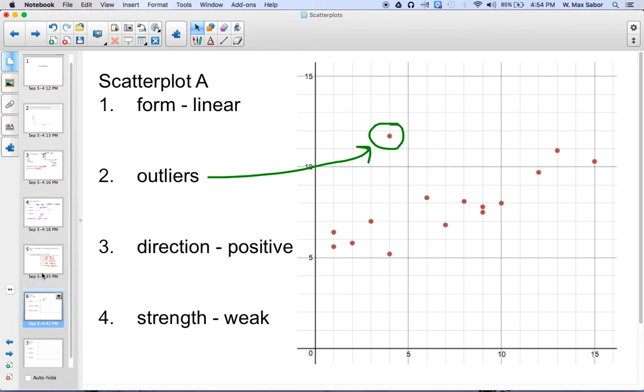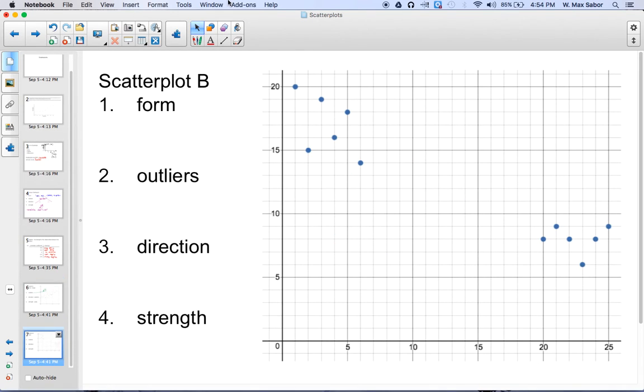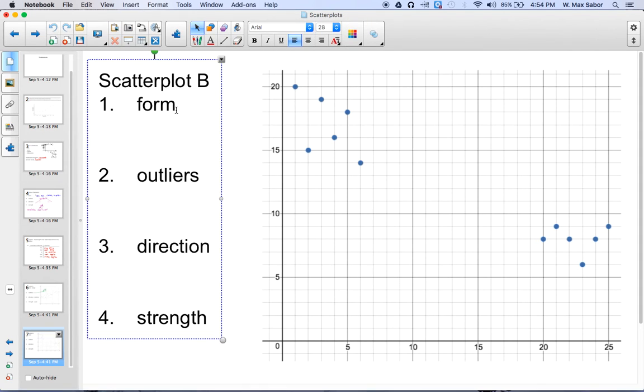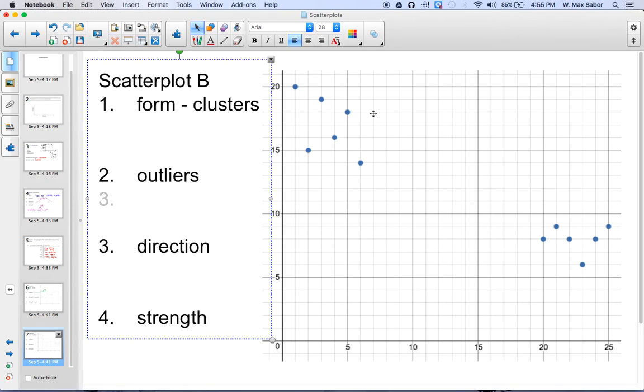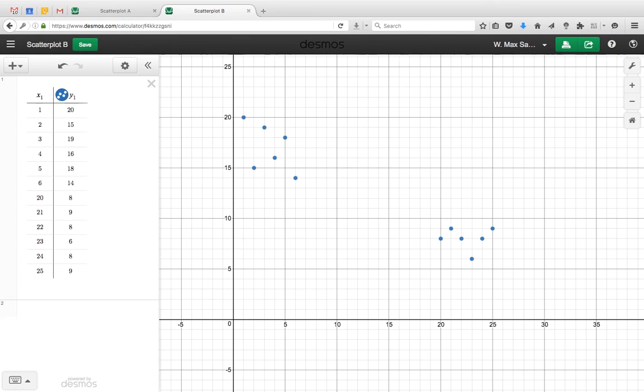Now let's do one with slightly different information. Take a moment to look at this. The first thing that you should notice is that there are two groups of data points. There's a cluster here, a cluster here. So there are clusters. That's what I'm going to say for the form. Now these aren't highly technical terms. Are there any outliers? It's not clear to me that there are outliers, but let's check a residual plot.